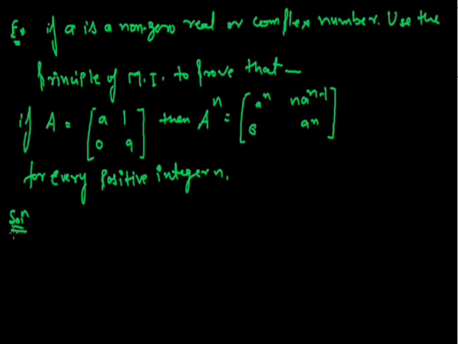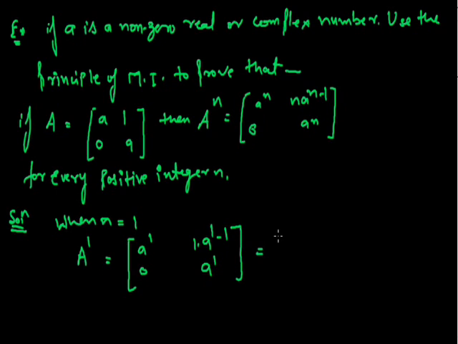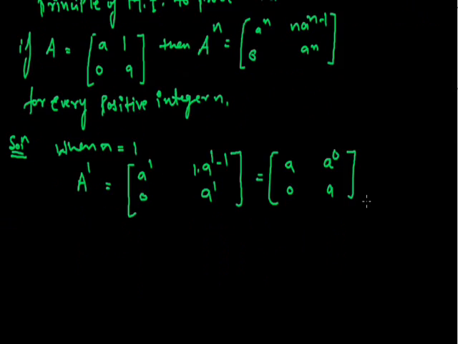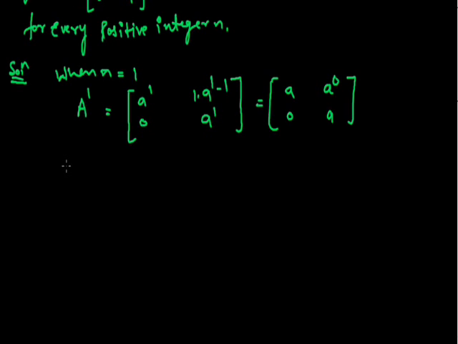Now the solution, by the principle of mathematical induction: if the statement is true for n equal to 1, then it is true for n equal to m, and if it is true for n equal to m, it will be true for n equal to m plus 1. Now when n equal to 1, A power 1 is [[a, 0], [1 into a power 0, a]]. Now it is equal to A, so the result is true for n equal to 1.